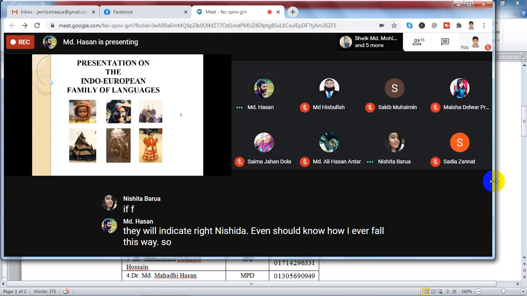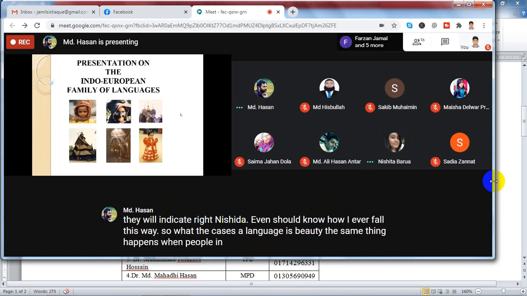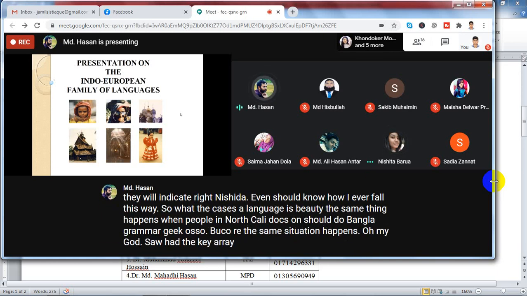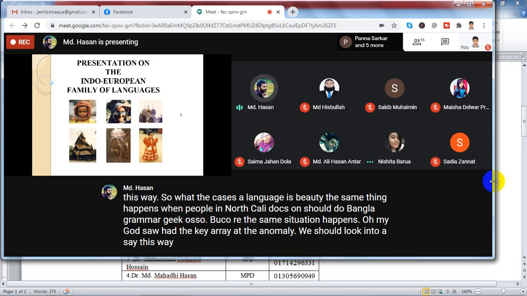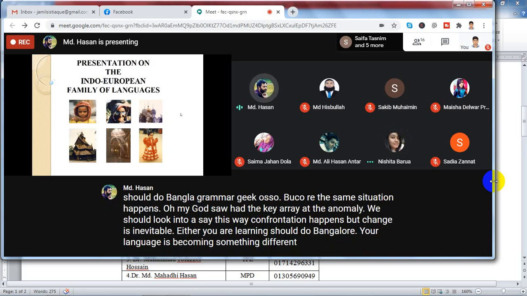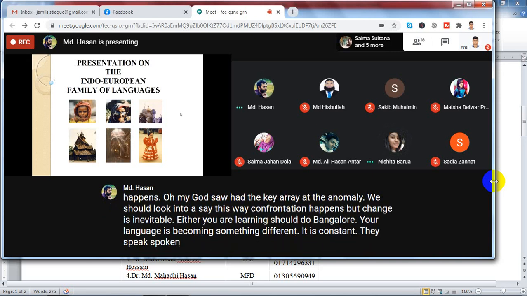But the case is, a language is beauty. The same thing happens when people in Noakhali start speaking Shuddha Bangla when they go to the village, the same situation happens. They are told, oh my God, we have to speak Shuddha now. This way, confrontation happens, but change is inevitable. Either you are learning Shuddha Bangla or your language is becoming something different. It is constant. The spoken language is constantly changing.